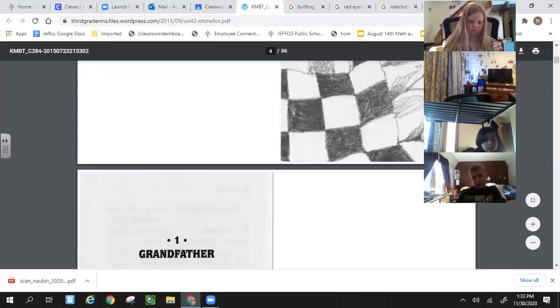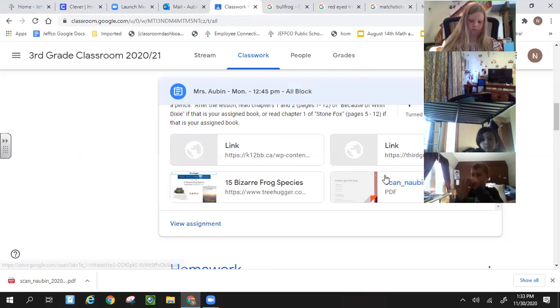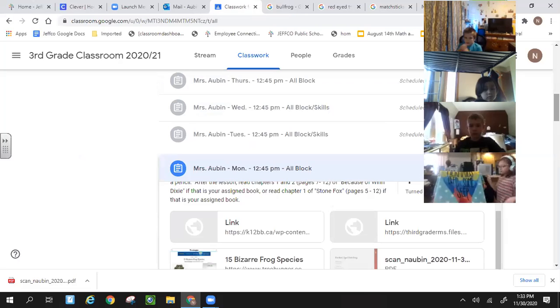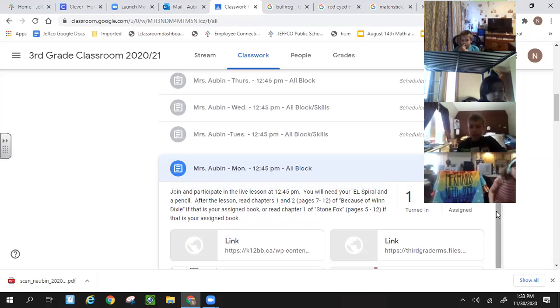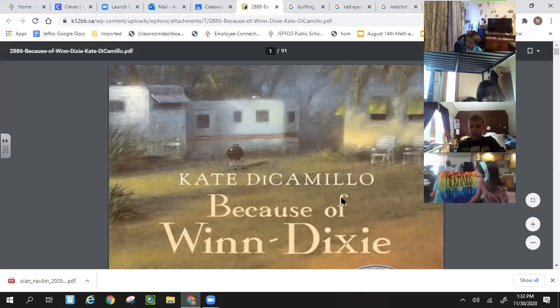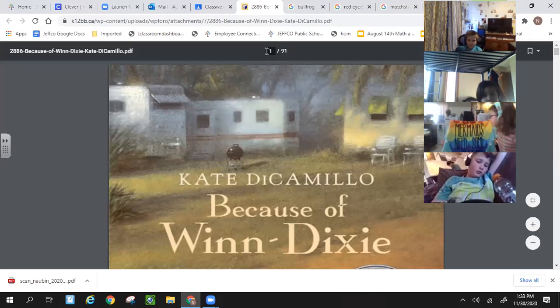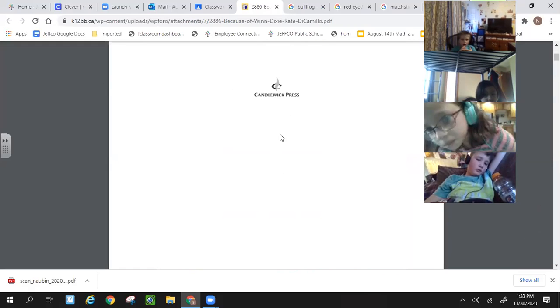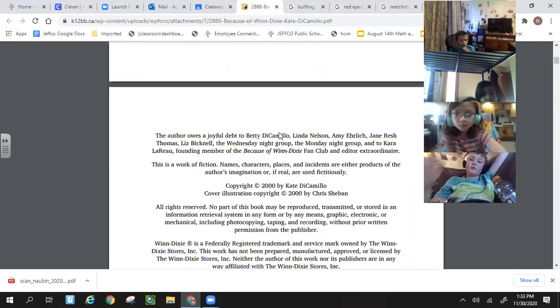Now, you'll notice in the assignment, I put the pages for when you scroll. So your pages for Stone Fox are pages 5 through 12, and the pages for Because of Winn-Dixie are pages 7 through 12. So let me show you what I mean. Here you click on Because of Winn-Dixie. Do you notice at the top where it says 1 of 91? As I scroll and hover, I haven't even started the chapter yet.